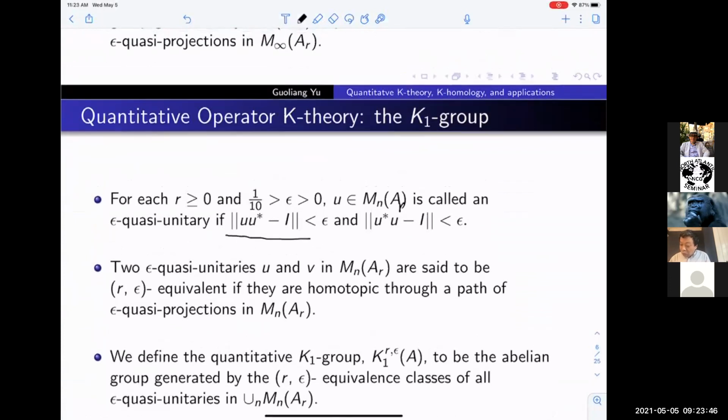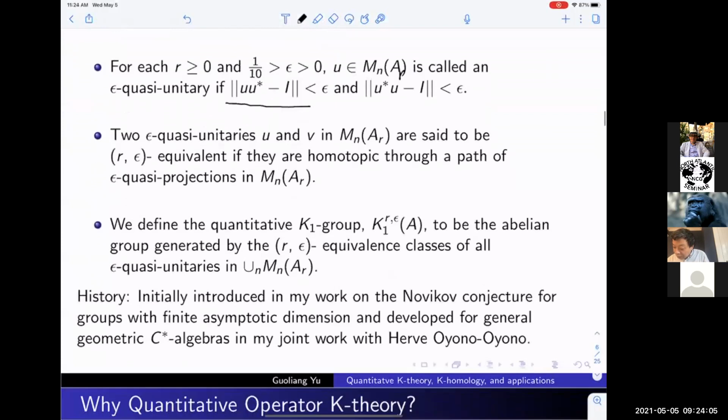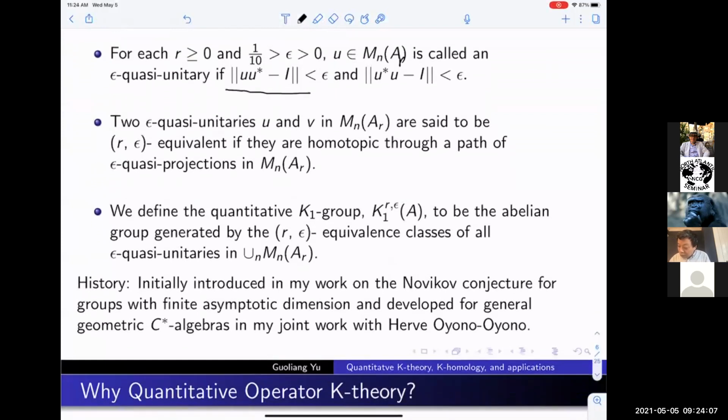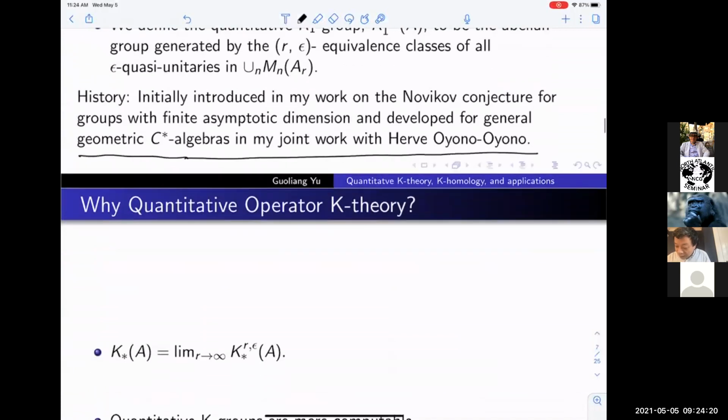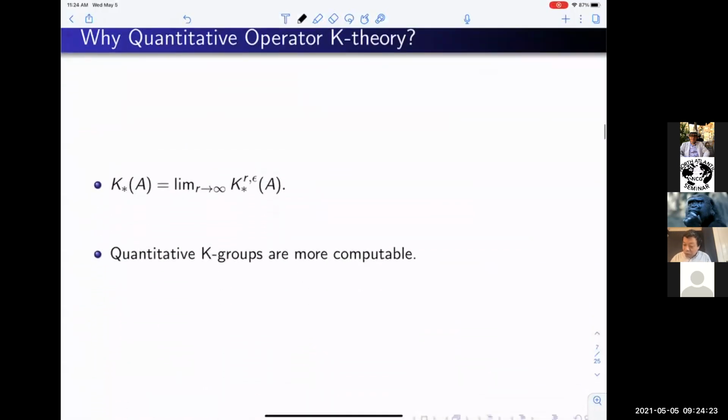This way you define some kind of quantitative K groups, and now you might ask why we are interested in this. At first glance, it looks like we are making life more complicated. Historically, this came from some older work of mine on the Novikov conjecture for groups with finite asymptotic dimension, and in this general setting, it's my joint work with V. Let me explain why we are interested in this.